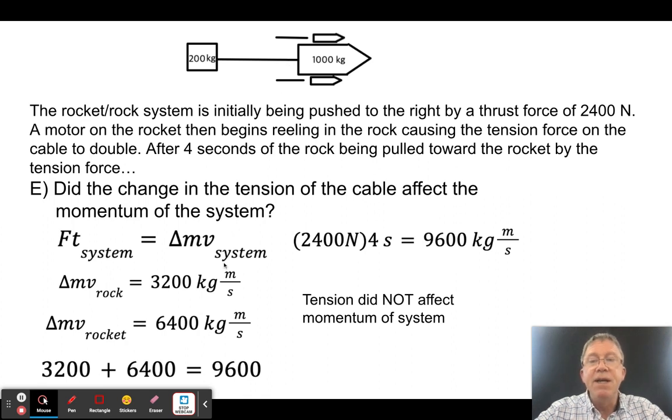So if I sum up the total momentum change associated with the rock and the rocket ship, I get a total of 9,600. But if I just took the system as a whole and said, I've got 2,400 newtons of force for 4 seconds on an object, how much momentum change would that be? The answer is 9,600 kilogram meters per second. So tension did not change the momentum of the system. Only the thrust of the rocket did.